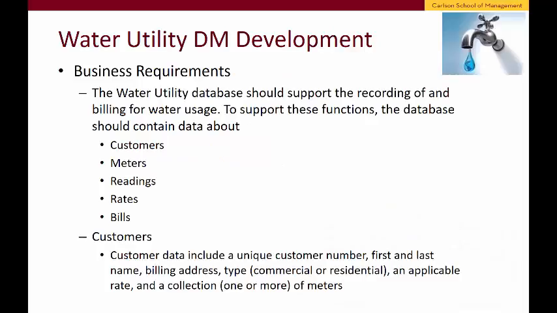This and the following 3 slides describe business requirements for the water utility database, the Chapter 6 case. I will more or less read through these 4 slides and then keep coming back to them as we go through the various stages of the DM process. So, the 2 major functions of the water utility database are recording of customers' water usage, reading those recordings, and then billing for it based on the rates approved by a public water utility commission.